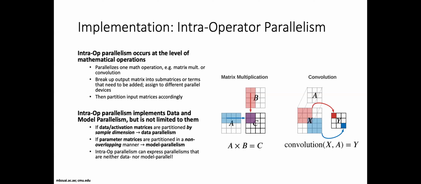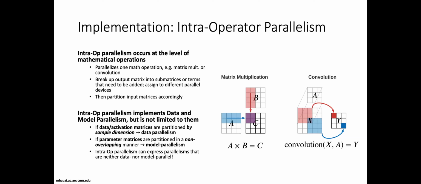All right, so intra-operator parallelism, what you need to know is that if inter-operator parallelism is how the system implements pipeline parallelism, intra-operator is how the system expresses data and model parallelism, right? So that's the connection between the mathematical form and the implementation. Basically, if you partition data or layer activation matrices by sample dimension in the incoming tensors, that's data parallelism. If you partition the parameter matrices in a non-overlapping manner, that's model parallelism. However, intra-operator parallelism can actually express forms of parallelism that are neither data nor model parallelism.